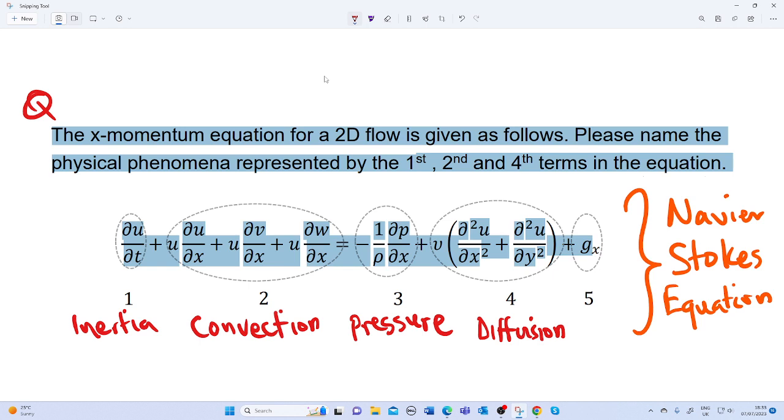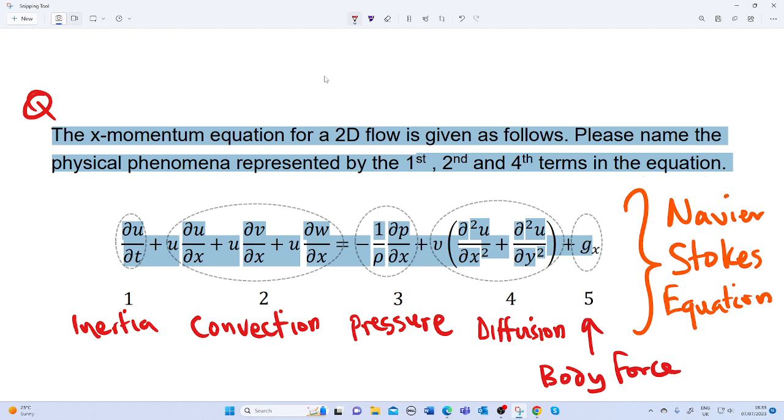Now to the fifth physical phenomenon property here, which is number 5. It's called the body force. That is, this is the body force. It represents the acceleration due to gravity on the x direction of the fluid flow. It accounts for the vertical component gravity that influences the fluid flow in the x direction.